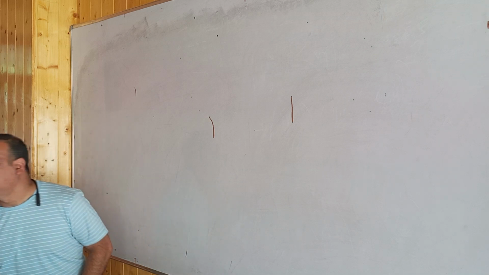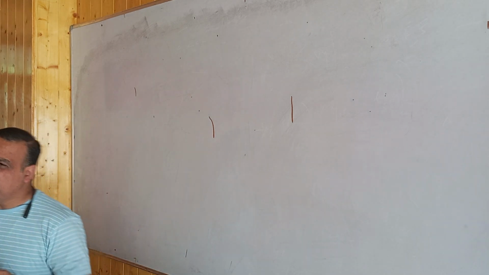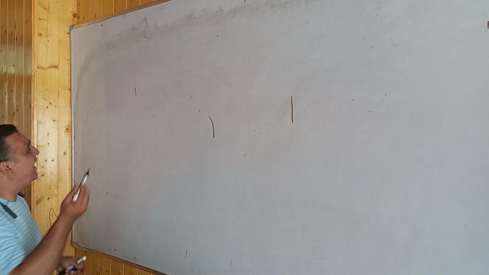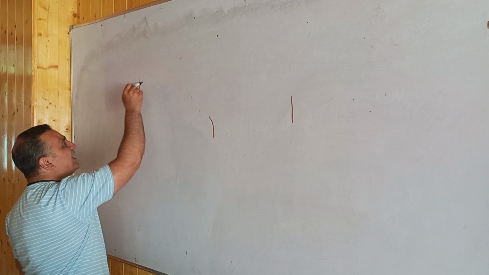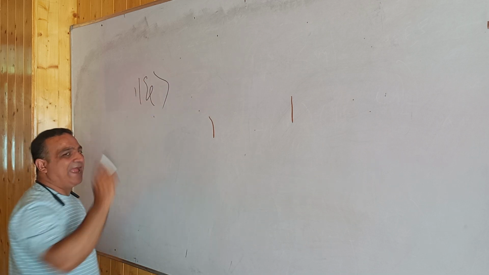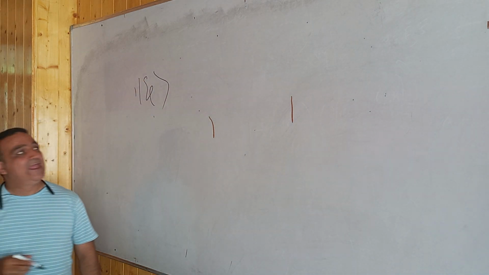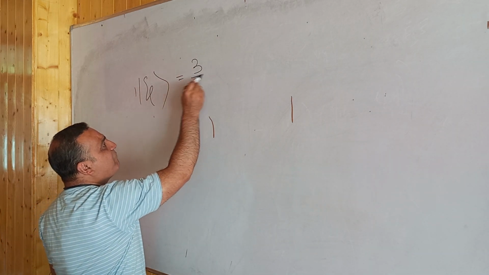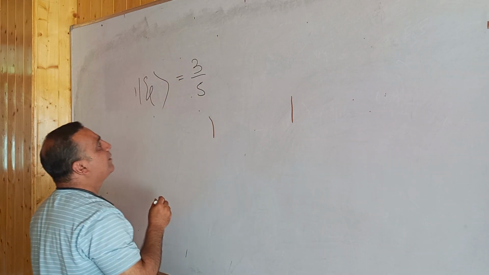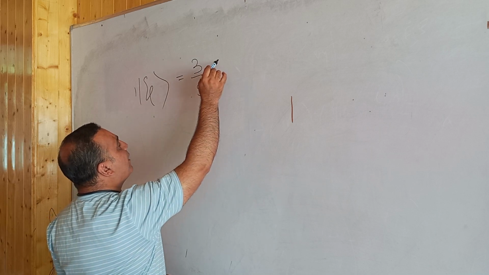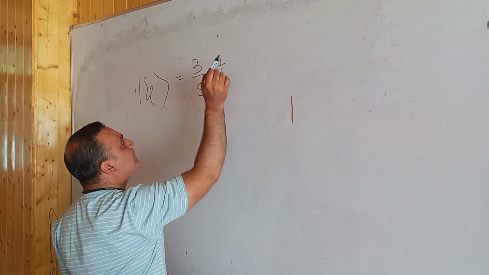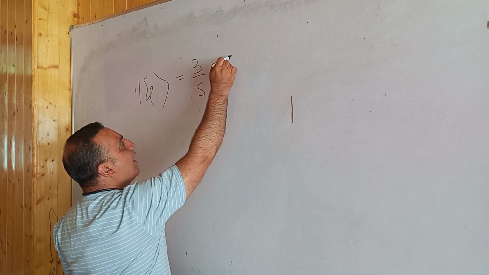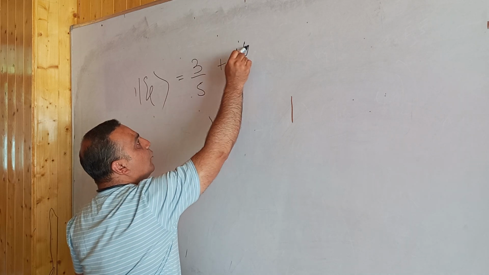So, let me choose a state vector. Say I will choose a state vector zeta. Let's assume that I have a state vector zeta, and this state vector is given by 3 by 5 plus i 4 by 5.